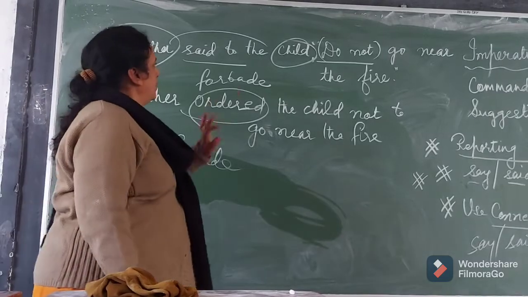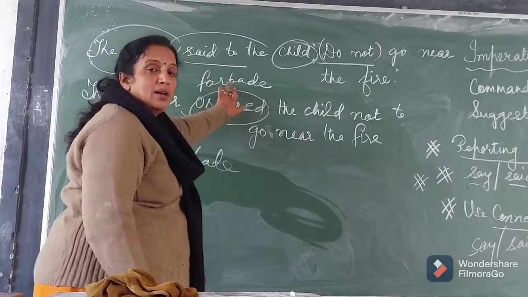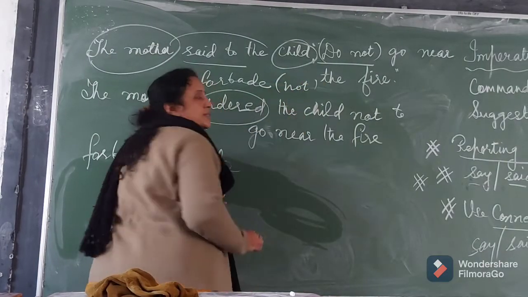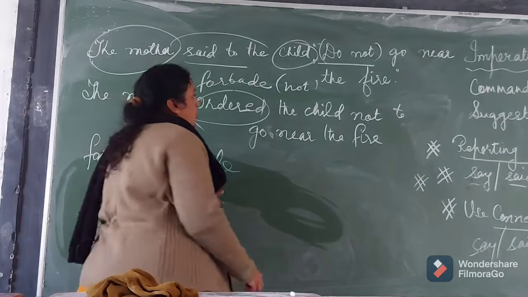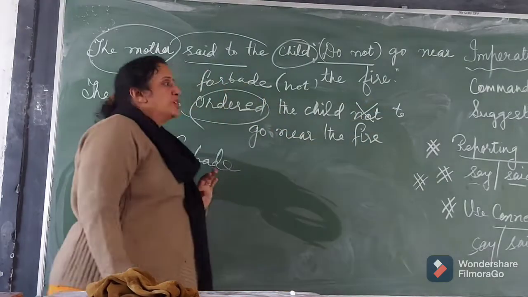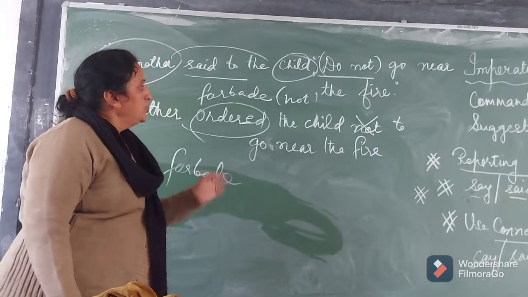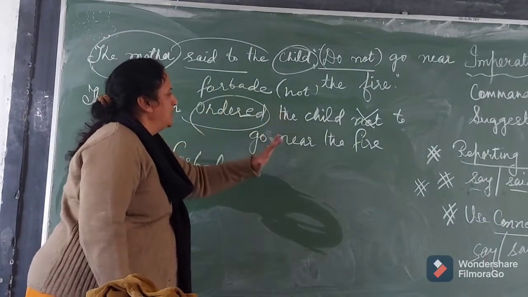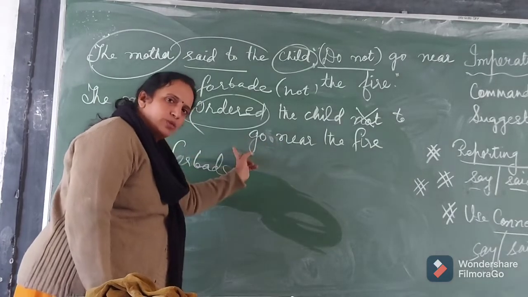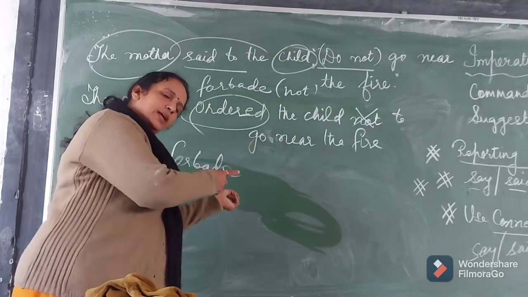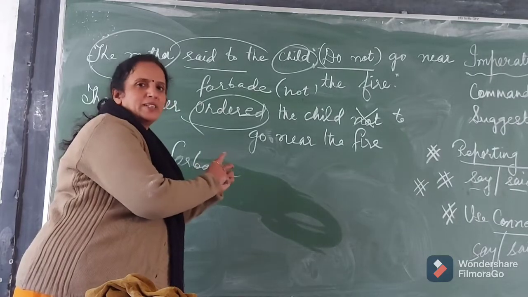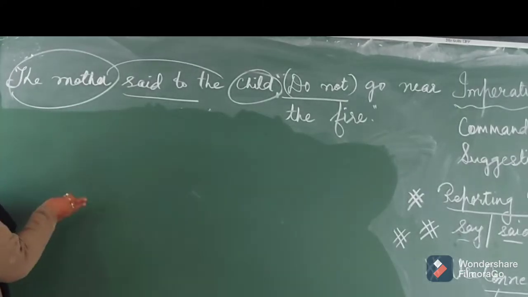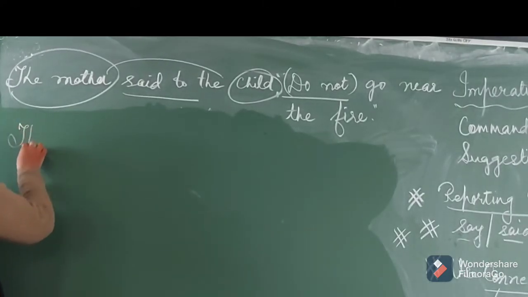Then, as you know, in the word forbid the word not is already hidden. So what will you do? You will omit this not over there. You will simply write: the mother forbade the child to go near the fire. So in this way you can write. I am writing once again the right form for your better understanding. See now how you will write the sentence in the correct form.